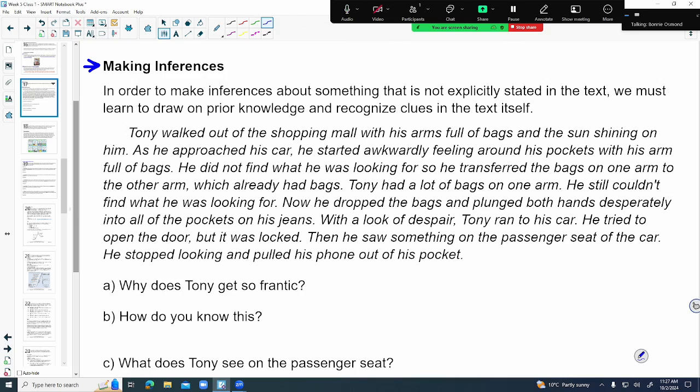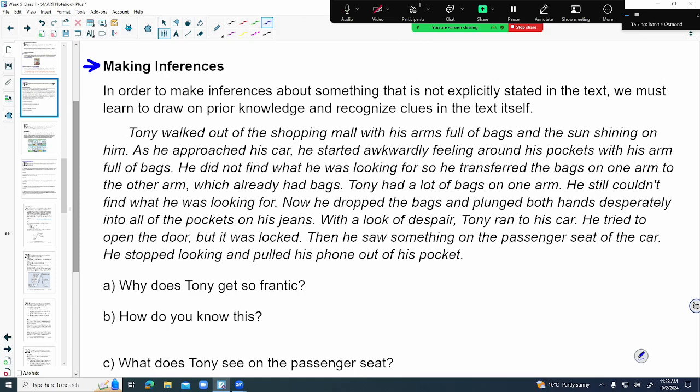So now you're thinking, okay, he walked out of the shopping mall, lots of bags, digging his pocket for something. He's walking over to his car. You're probably guessing by now what he's looking for. Now he dropped the bags and plunged both hands desperately into all of the pockets on his jeans.